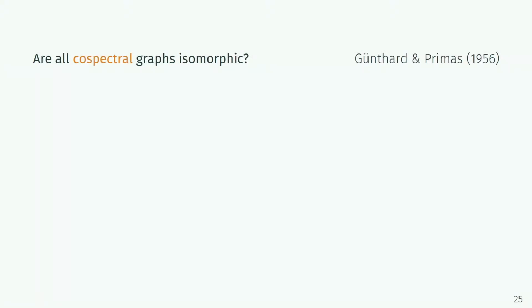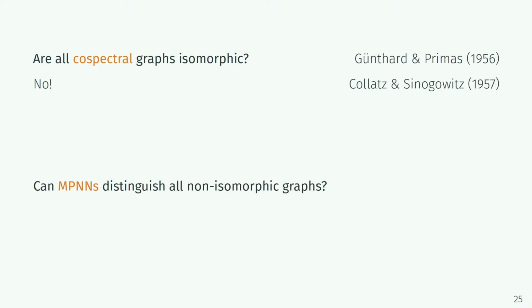Now, 70 years later, we are of course smarter. We have 70 years of literature for looking things up, and we know that this is not the case. So not all co-spectral graphs are isomorphic. Similarly, you might have asked 10 years ago, can MPNNs distinguish all graphs? And as you all know, the answer is no. There are graphs that cannot be distinguished by any MPNN. And again, the references are not completely accurate, I guess.